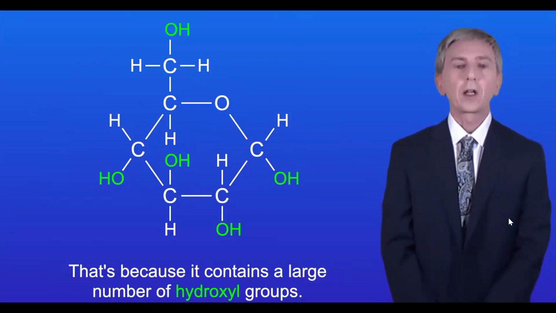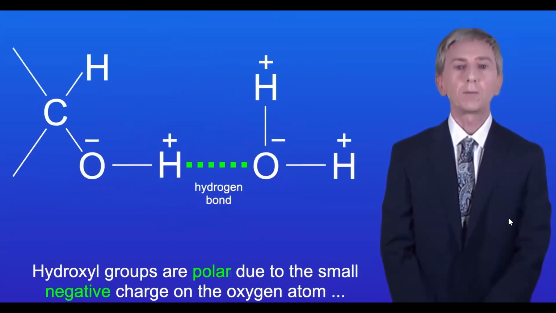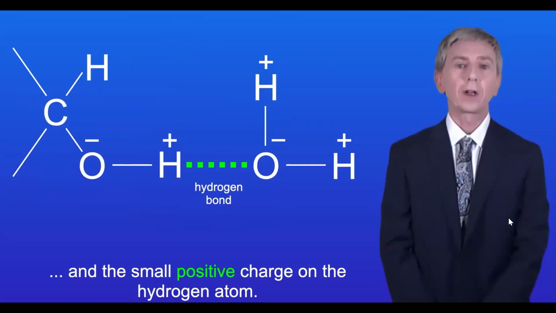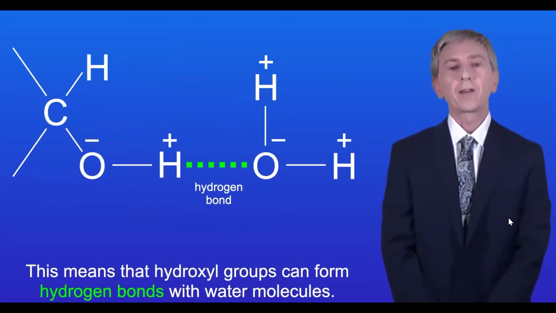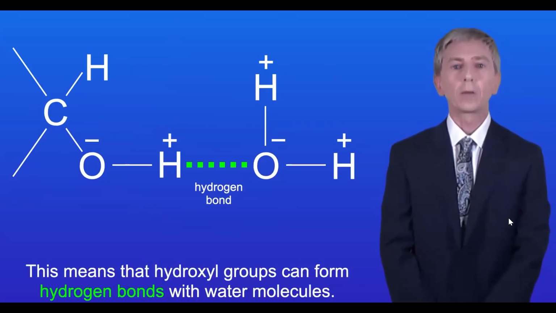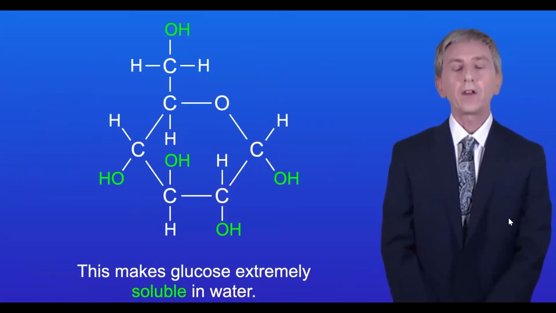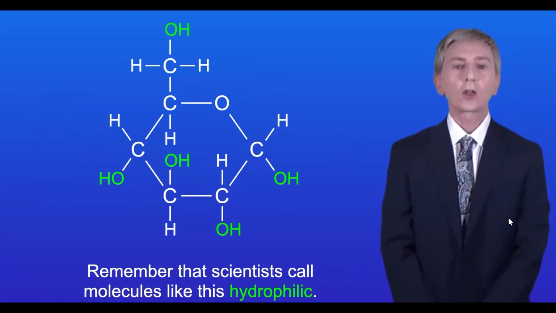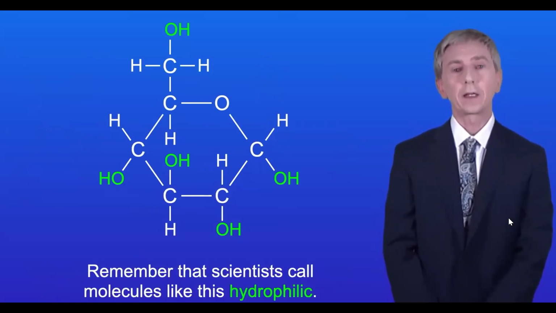That's because it contains a large number of hydroxyl groups. Hydroxyl groups are polar due to the small negative charge on the oxygen atom and the small positive charge on the hydrogen atom. This means that hydroxyl groups can form hydrogen bonds with water molecules, and this makes glucose extremely soluble in water. And remember that scientists call molecules like this hydrophilic.